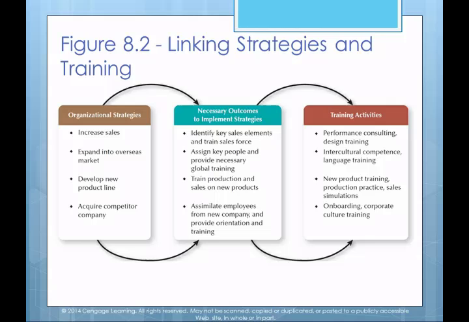Linking strategies to training. This is in your book, and it kind of gives you a highlight of what the various organizational strategies are. Most are to increase sales, expand into overseas markets, develop new product lines, and acquire a competitor company. So necessary outcomes to implement those strategies may be identifying key sales elements and training the sales force, assigning key people to provide necessary global training, training production and sales on new products, assimilating employees from the new company, and providing orientation and training.